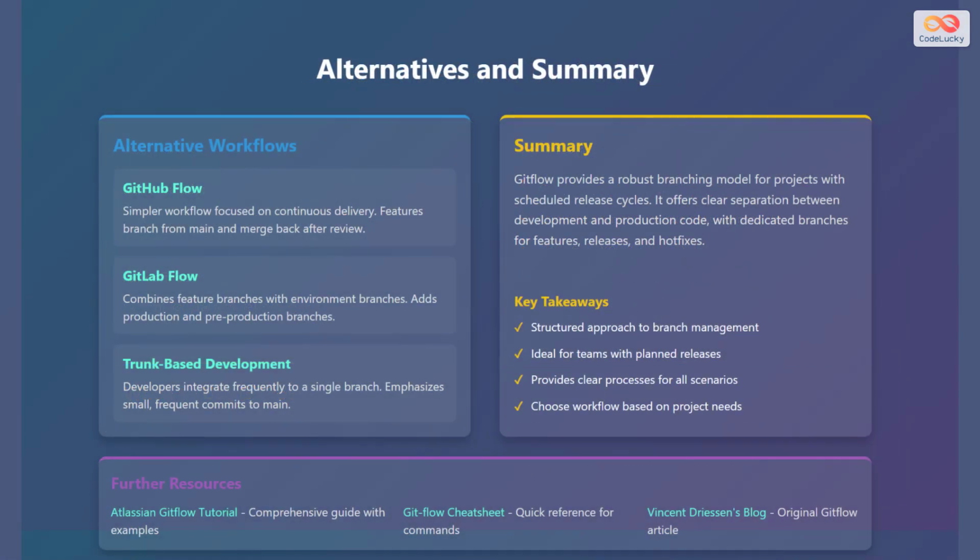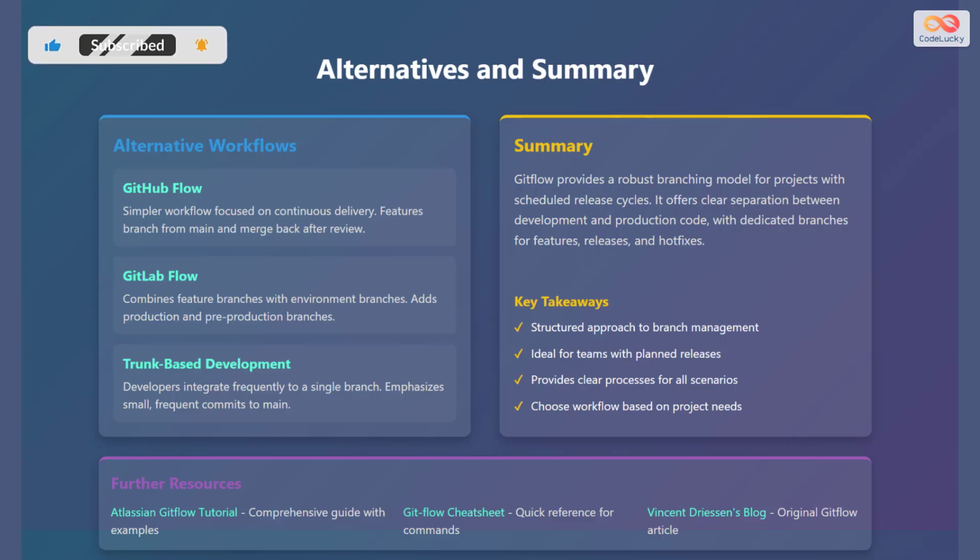As alternatives to Gitflow, GitHub Flow offers a simpler workflow focused on continuous delivery, where features branch from main and merge back after review. GitLab Flow combines feature branches with environment branches, adding production and pre-production branches. Trunk-based development emphasizes small, frequent commits to the main branch.